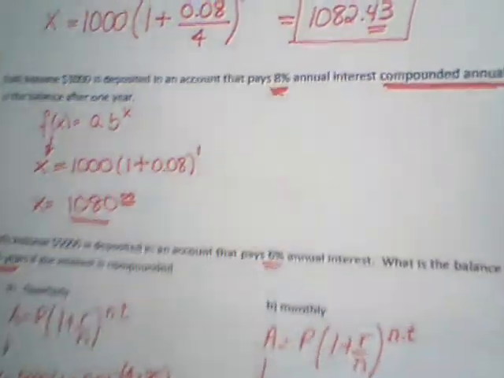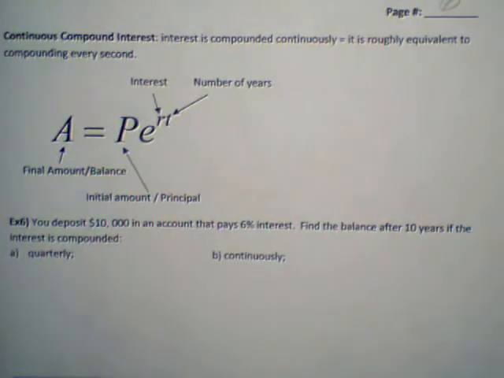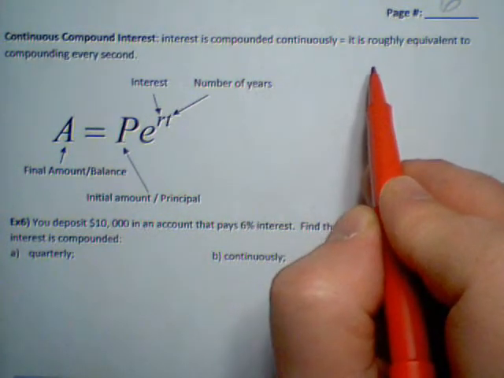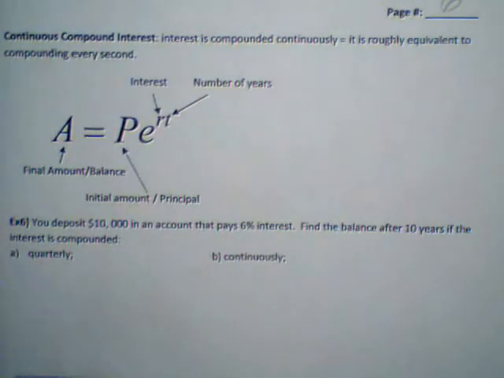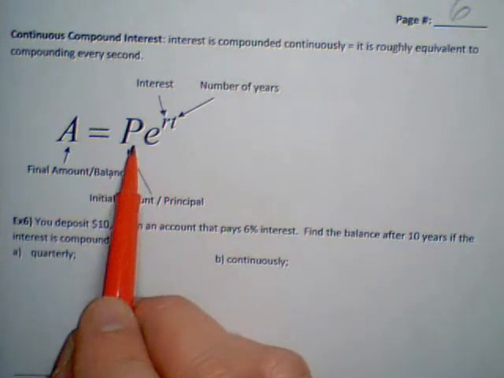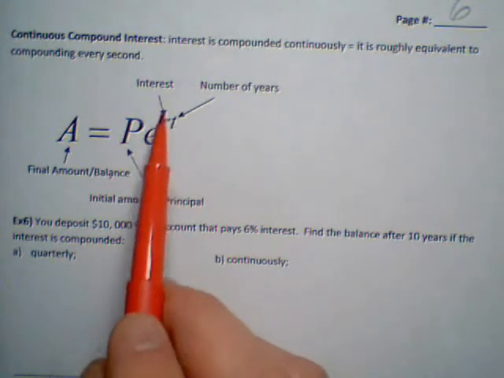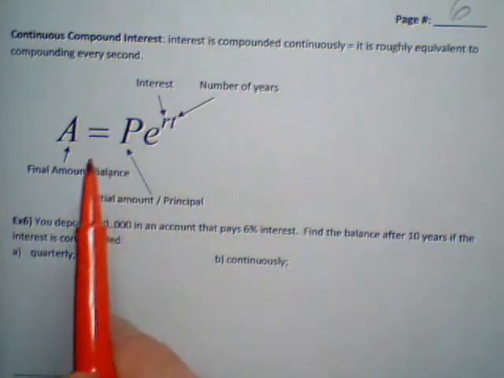Okay. And the last thing we're going to talk about today is something called continuous compound interest. That is like if your interest was being compounded almost every second. We have a special formula for that, which is A, final amount or balance, equals P, which is the principal or initial amount, times the number e, raised to the interest rate times the number of years.